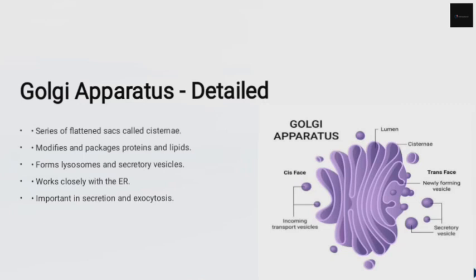Okay, lastly, the Golgi apparatus forms secretory vesicles and what? Lysosomes. Later I'll tell you something about lysosomes and peroxisomes.